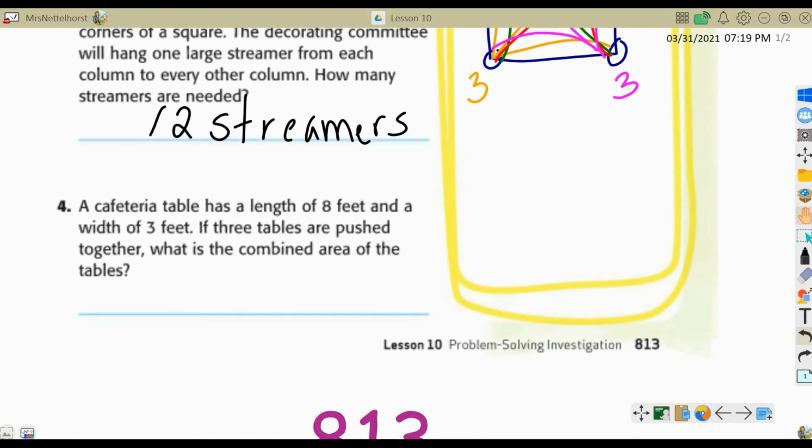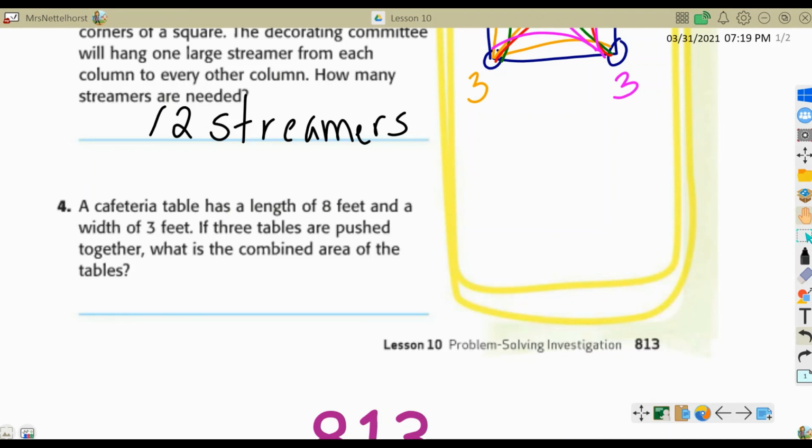Last one. A cafeteria table has a length of some feet and a width of some feet. If some tables are pushed together, that's the end of it, because the rest of it is my question. Okay? So now let's read it with the numbers. So I have these cafeteria tables, and I'm going to push some of them together.